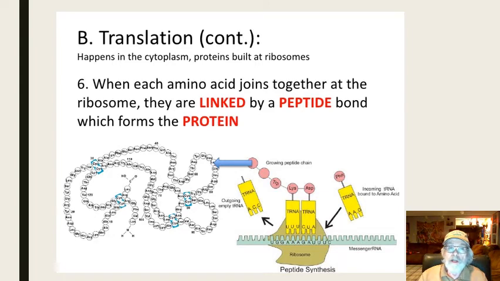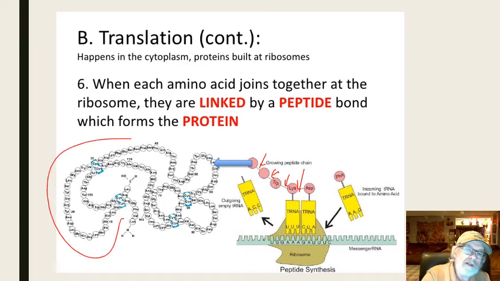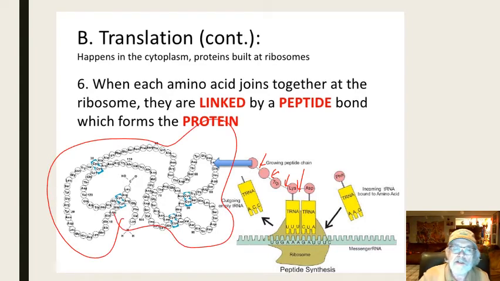When each amino acid gets there, it's linked by a peptide bond. A peptide bond is this long chain. If you look at this, this is all these amino acids, a ton of amino acids. And again, proteins are huge molecules. They have lots of amino acids, and those amino acids are folded and lumped around and stuff like that.